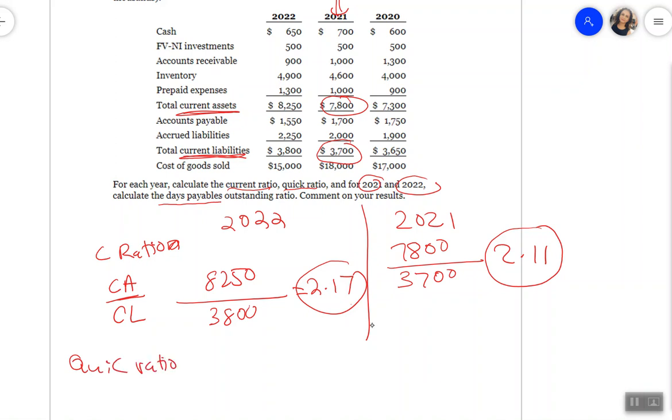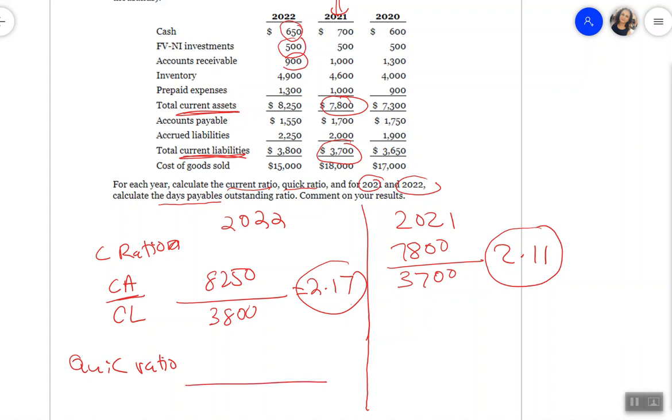The next one is your quick ratio. What is the quick ratio? It uses the current assets that can be converted into cash very quickly. That is only cash, your fair value net income investments, and your AR. Inventory cannot be converted into cash very quickly because you have to find a buyer, and so is your prepaid expenses. That's the other thing.